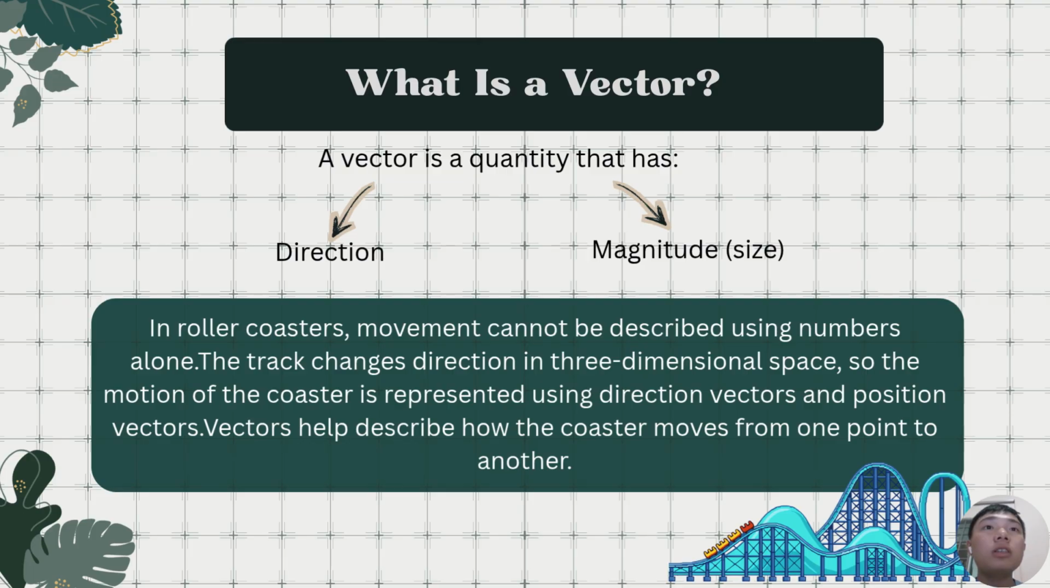This is why vectors are important. They allow us to describe the movement more accurately by showing how far and which direction an object moves. In roller coaster engineering, this is very useful because the track is not straight. It includes slopes, turns, and drops. Engineers need a way to describe the motion in different directions at the same time. So vectors make it possible. That helps engineers analyze the coaster position, direction, and overall movement in space.